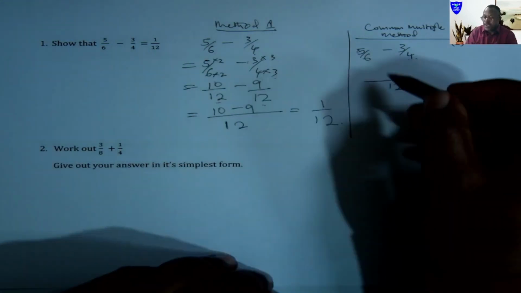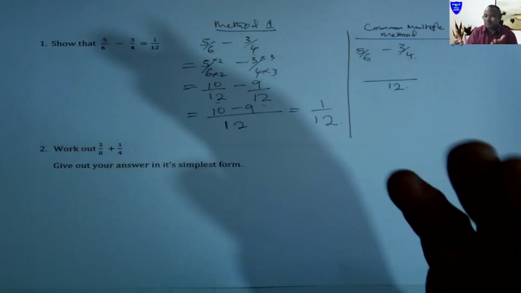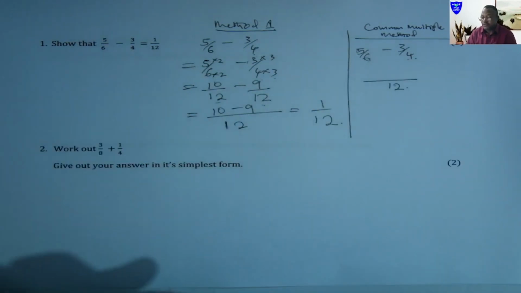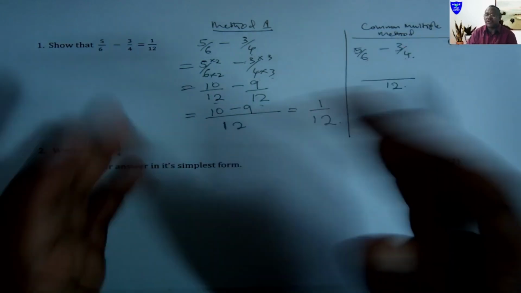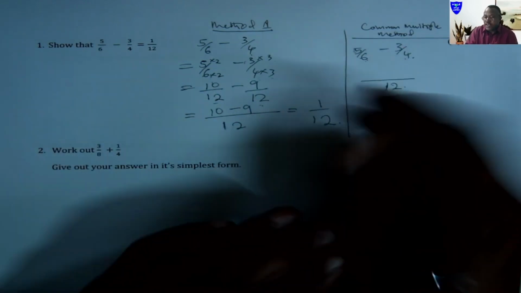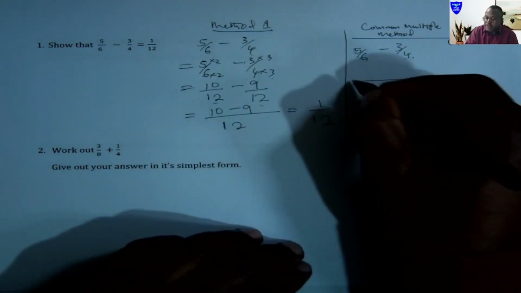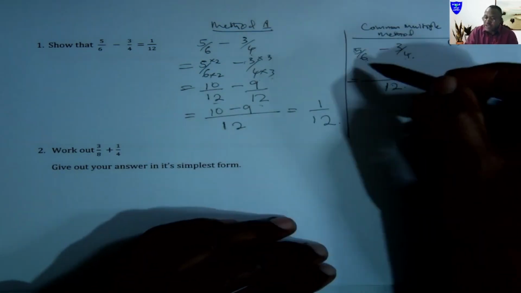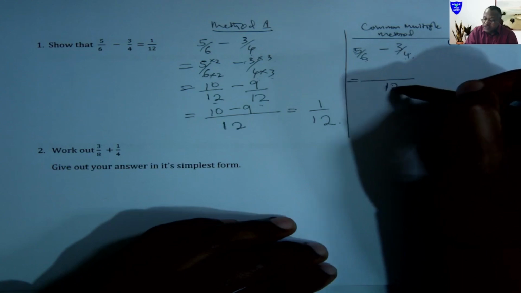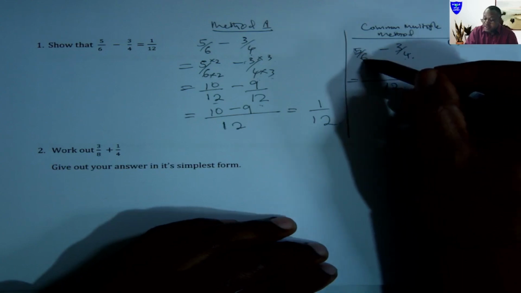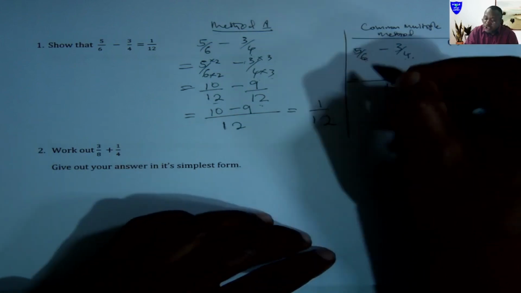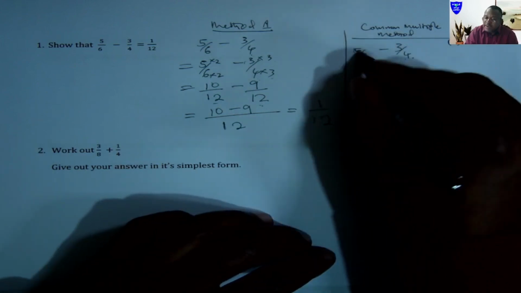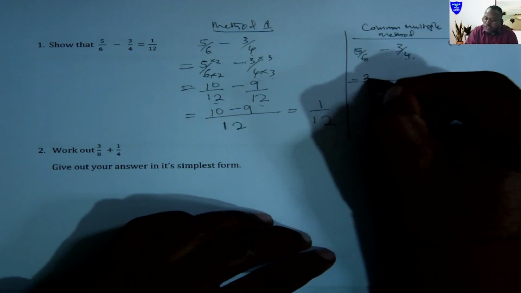If you divide 12 by 6, you don't get a remainder. If you divide 12 by 4, you don't get a remainder. Therefore, 12 is that number. So I'll write that number there, draw a line on top. And then the next thing I'll do is divide this 12 by 6. 12 divided by 6 is 2. Then that 2 is multiplied by the numerator. So it will be 2 times 5.